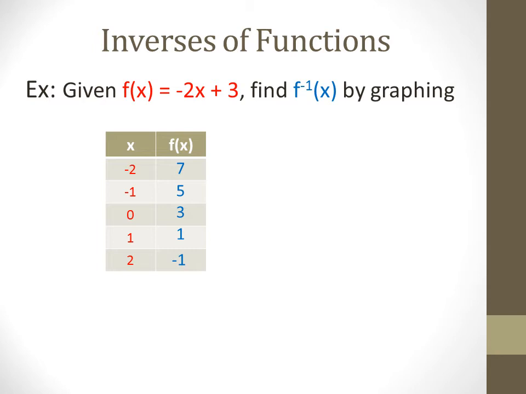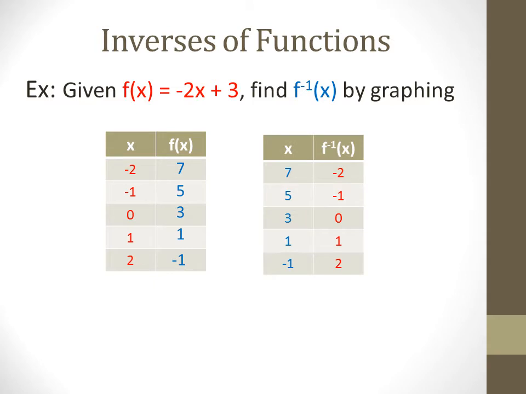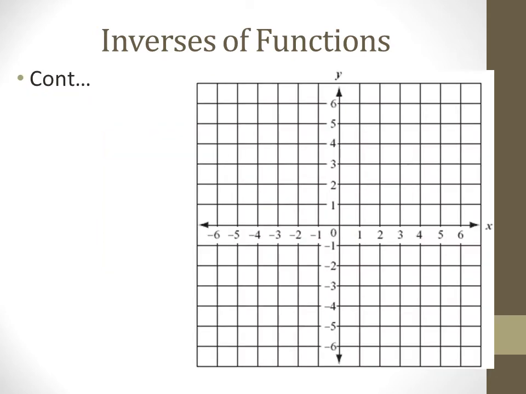If I switch the table around, I create the inverse function. So it looks like this. Now my ordered pairs are switched. My domain is now my range, and my range is now my domain of the inverse function. Well, let's plot these points and see what happens.